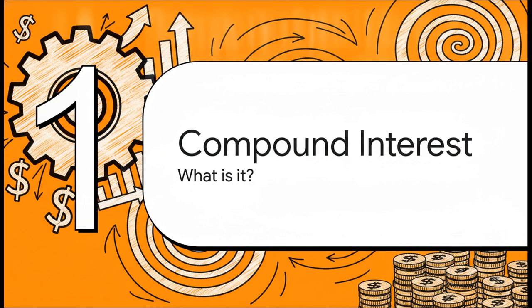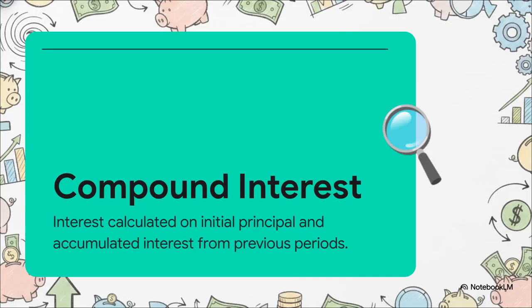Section 1. What is compound interest? So the workbook defines compound interest as interest calculated on the initial principal and also on the accumulated interest from previous periods. I really want you to focus on that second part. It's not just some flat rate on your original deposit. It's literally interest building on top of interest. Your money makes money, and then that new money starts making its own money. It's like a snowball rolling down a hill.